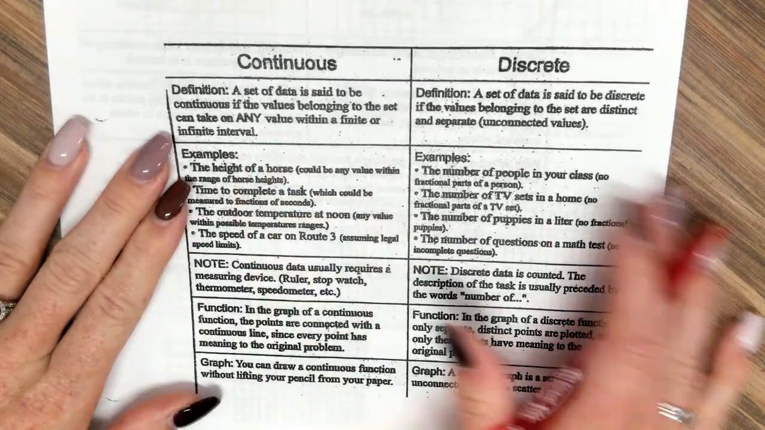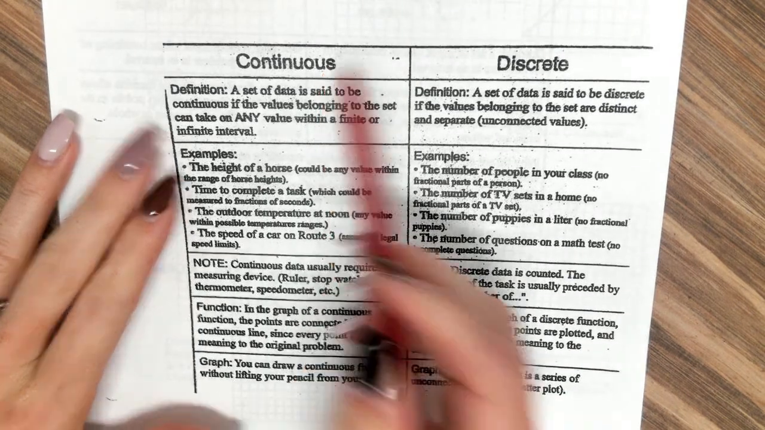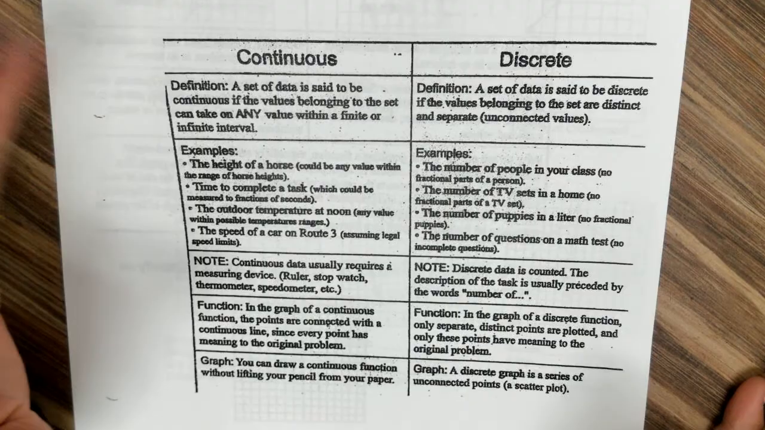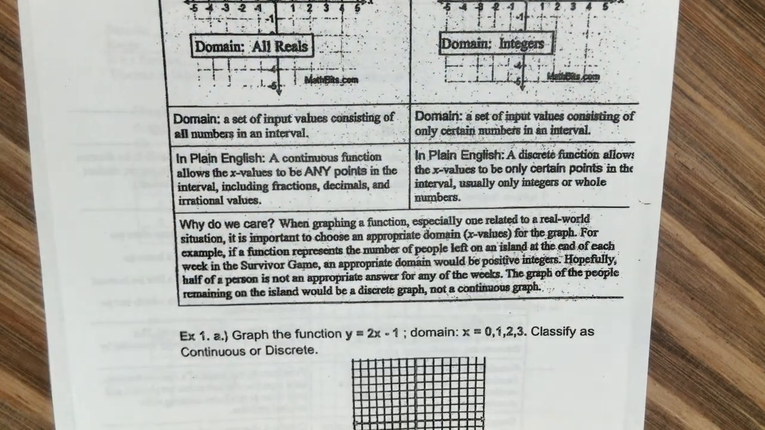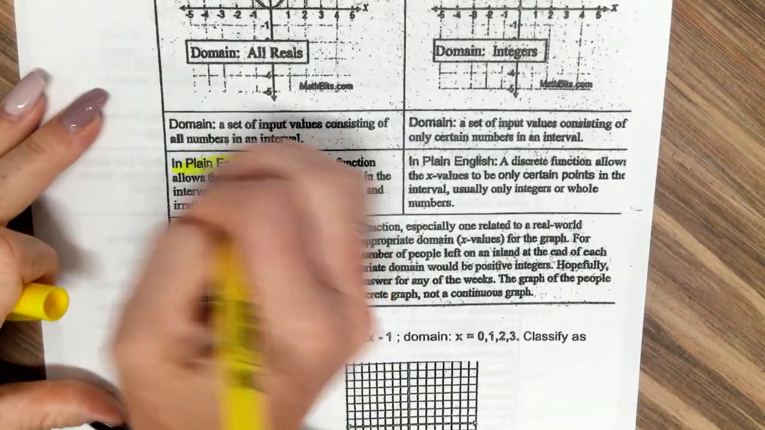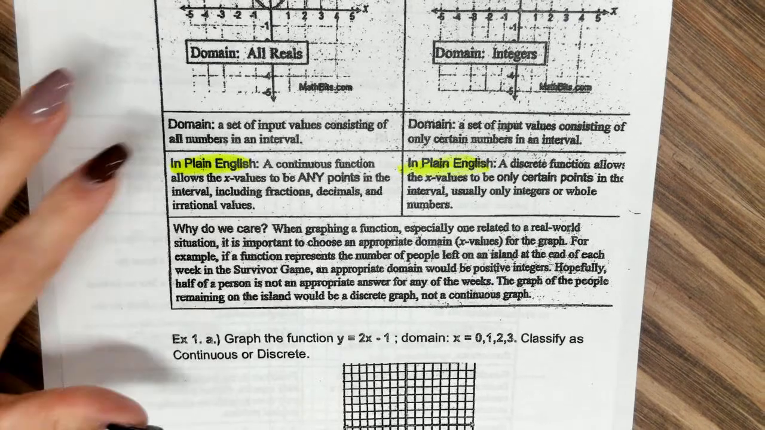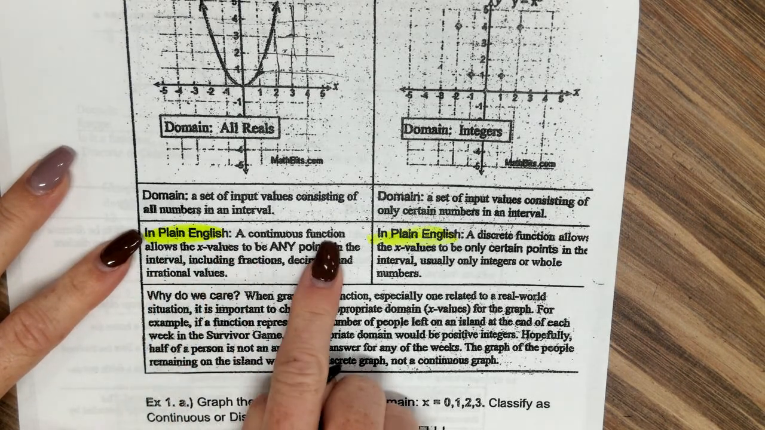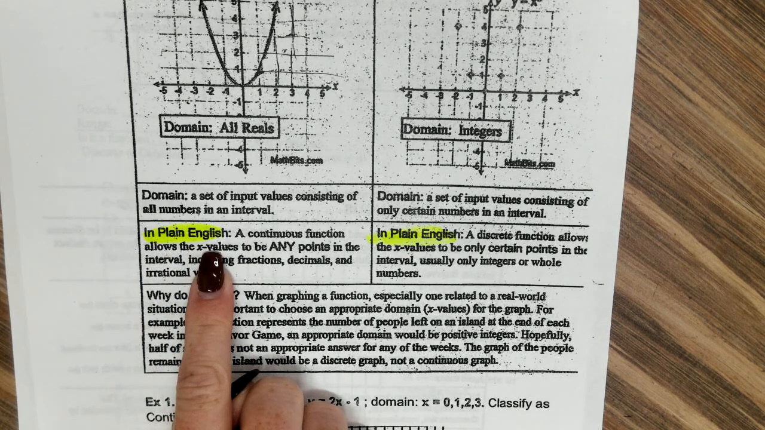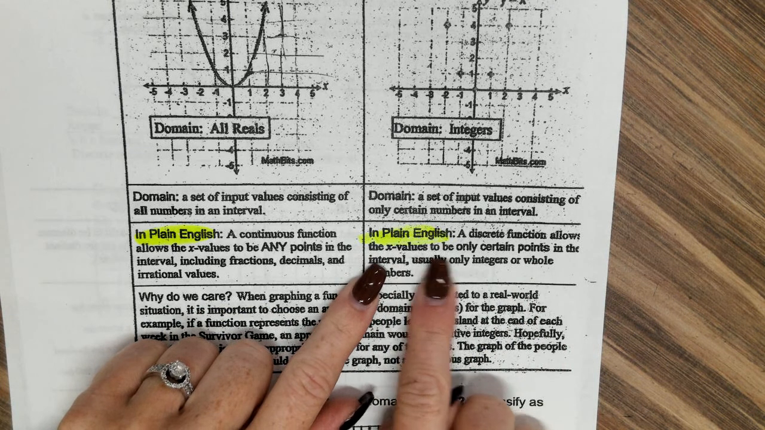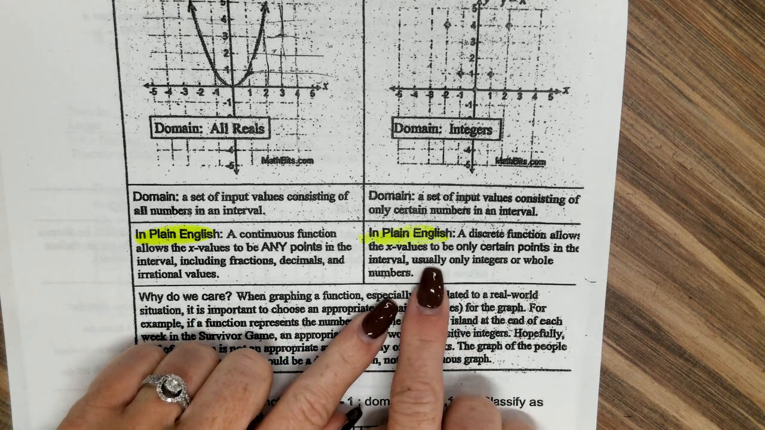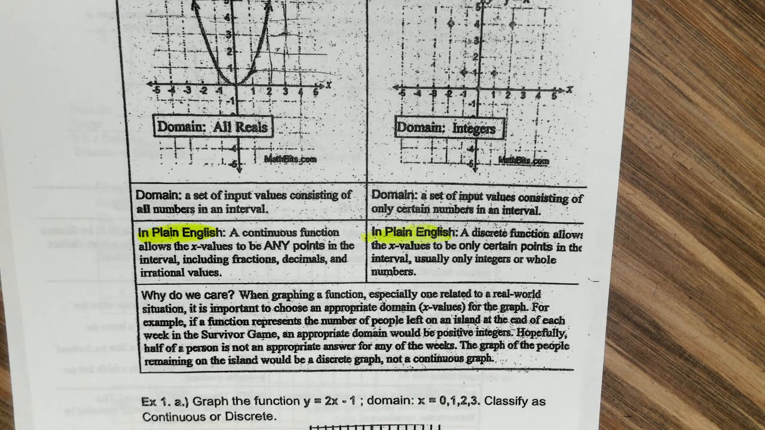Down here, it really gives you examples to distinguish between continuous or discrete, and we're not going to read all that, but if you get confused, you can look at that. Turn to the back, and we are going to read the part that says in plain English. In plain English, a continuous function allows the x values to be any points in the interval, including fractions, decimals, and irrational values. Where discrete allows the x values to only be certain points in the interval. It's usually only integers and whole numbers.